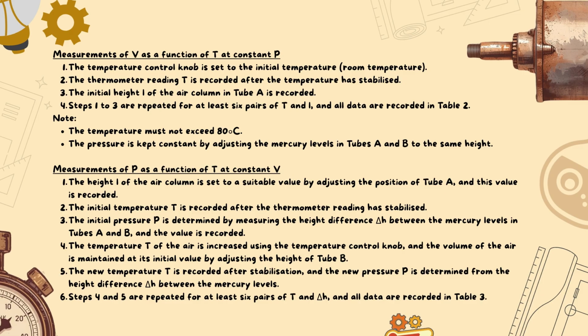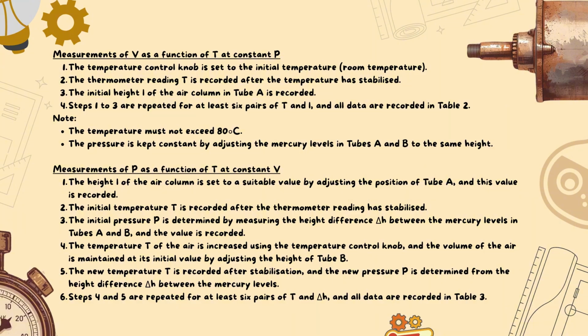In addition, we look at the measuring of P as a function of T at constant V. The height L of the air column is set to a suitable value by adjusting the position of tube A, and this value is recorded. The initial temperature is recorded after the thermometer reading has stabilized. The initial pressure is determined by measuring the height difference Δh between the mercury levels in tubes A and B, and the value is recorded.